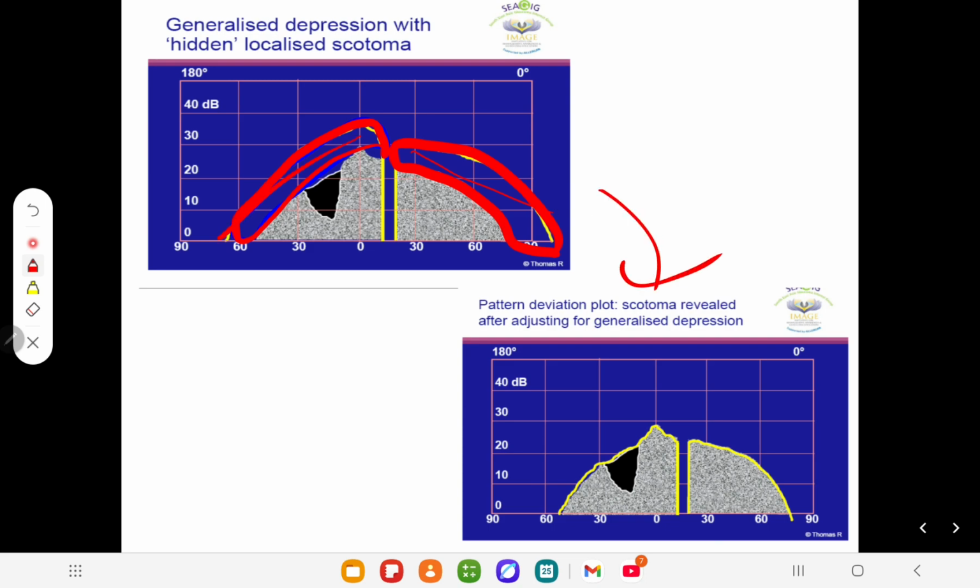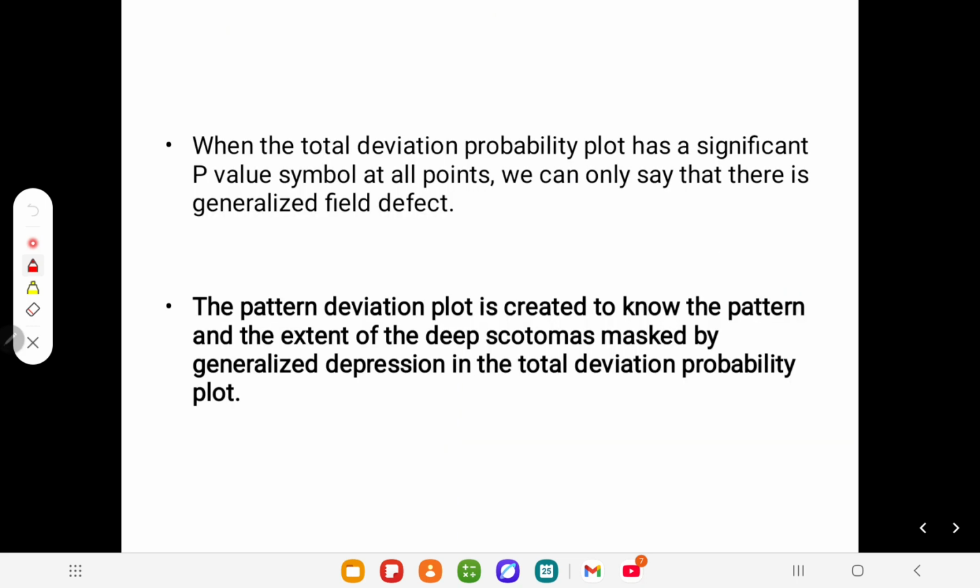And even in this picture, there is a huge gap. There's a pattern, isn't it? That's a gap, you can see here. So that's what we want, because we want a pattern which is hidden beneath the generalized depression. We want the exact pattern hidden beneath the generalized depression. Okay. So when the total deviation probability plot has significant p-value symbols at all points, we can say there is generalized effect. Basically, generalized effect means when a total deviation plot has generally overall depression.